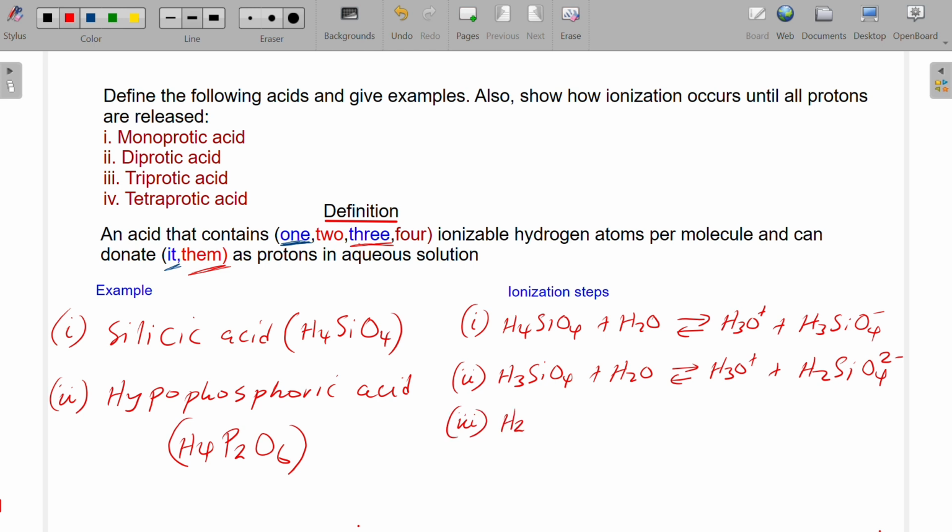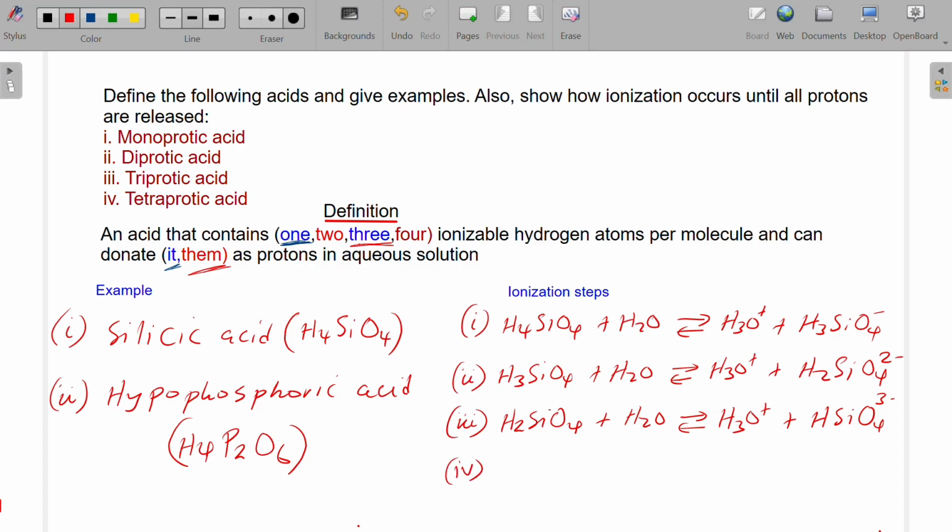is we're putting H₂SiO₄²⁻ in water. This will give us on the other side still the hydronium ions that will be added to what remains there. Now we'll have HSiO₄. The charge is now a 3 minus.